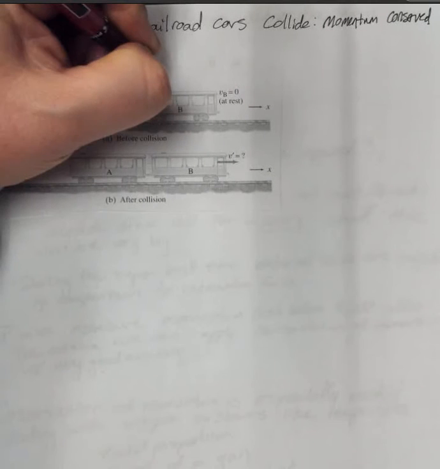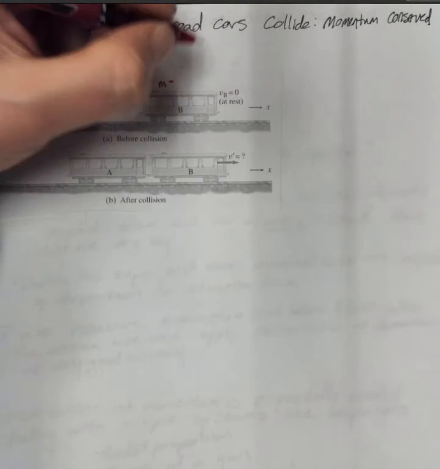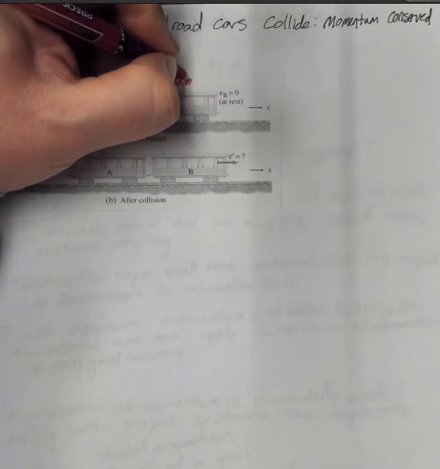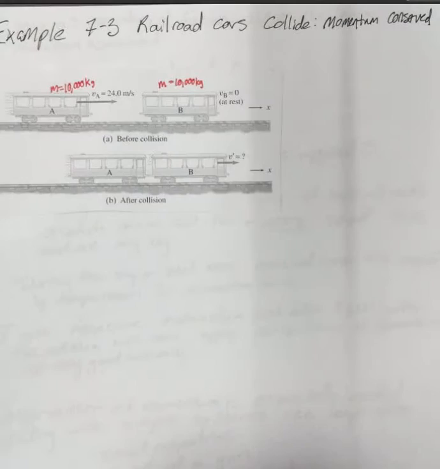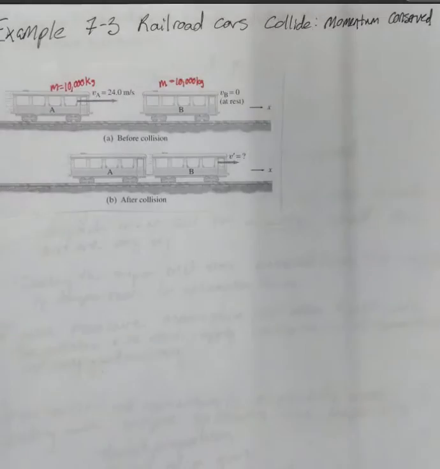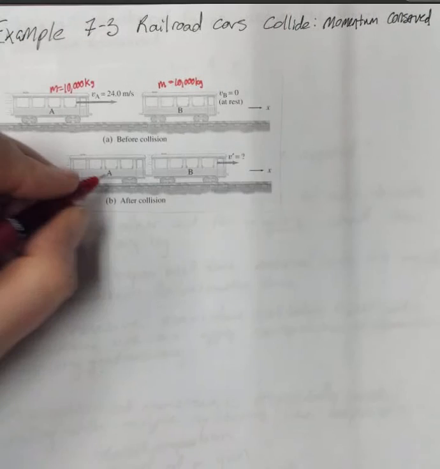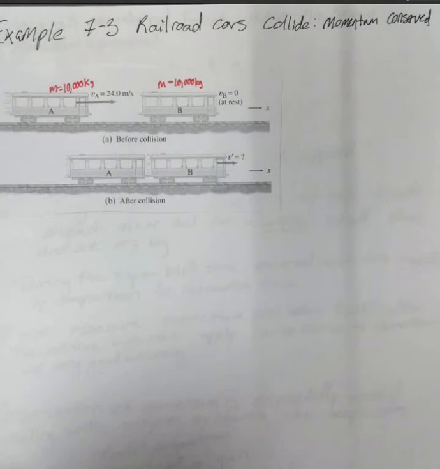And it's going to strike an identical car, which means that this one also has a mass of 10,000 kilograms. And it's initially at rest, so it's just sitting there minding its own business. What's going to happen is at the moment of collision, the two cars are going to lock together. And that means that afterward they're going to move together, and if they're stuck together, it means their velocity is going to be the same.